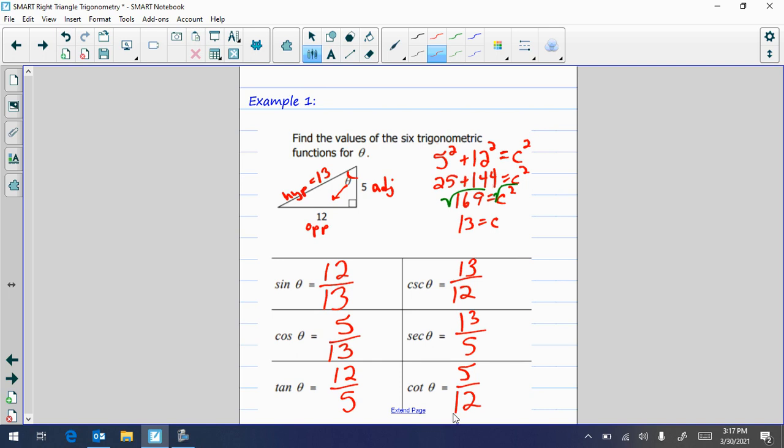Pause here if you need to finish those. But really, all we're doing is using the definition. That's all we are doing is using our defined trig ratios. Why is sine equal to opposite over hypotenuse? Because we defined it to be so. It's just a definition. All right.